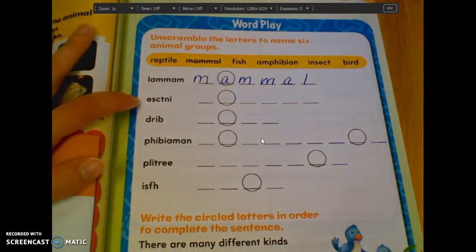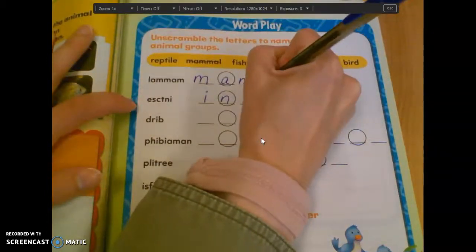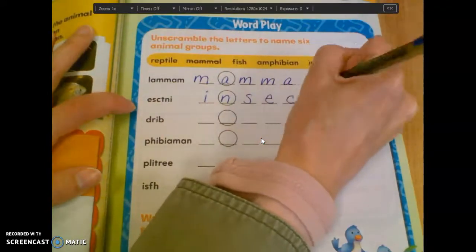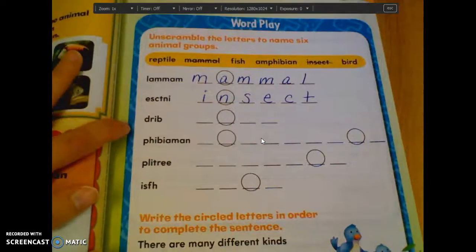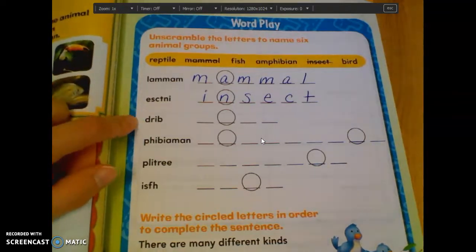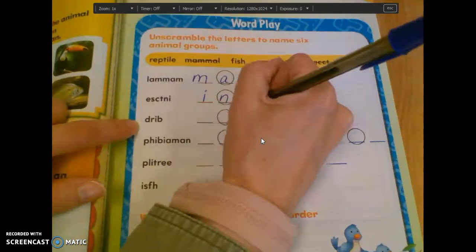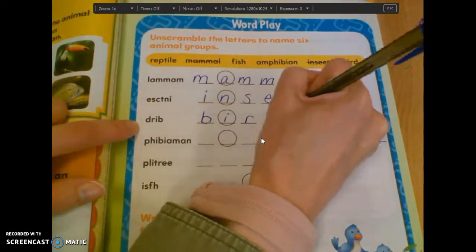What is the next animal group we have to unscramble? Carter? Insects. Good. I-N-S-E-C-T. Insects. Good. Push them down. Make sure you're writing these, please. What about this one? What's the third animal group that we need to unscramble? What is it going to make? Alana? Birds. Good. B-I-R-D.